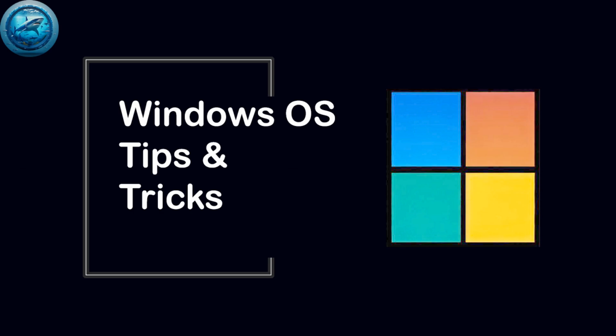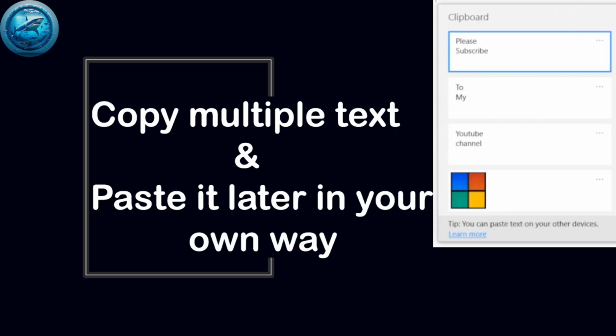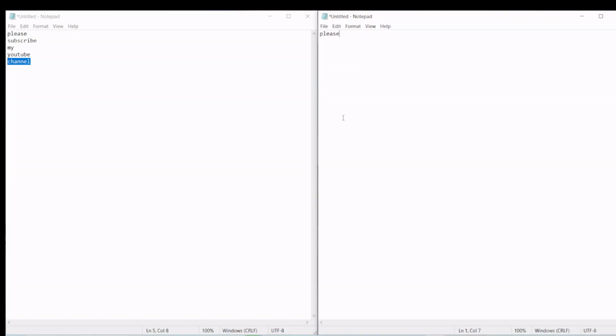In this video tutorial, I'd like to show you how you can copy text and images from different places and paste it later on using the Windows Clipboard feature.